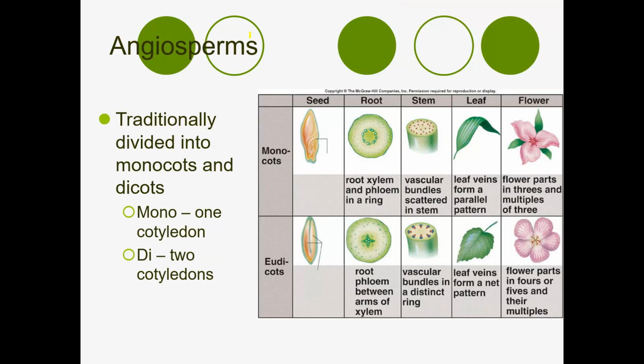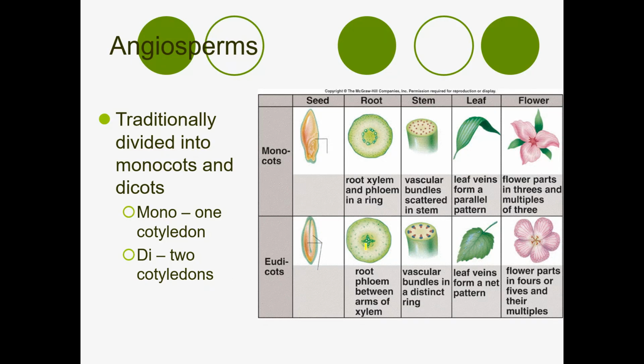Now typically we take these and we split them into two groups. You have your monocots and your dicots. Just a few things to point out. They come from the word cotyledon. A monocot has one cotyledon. You'll see that like in a corn kernel. A dicot has two cotyledons. Okay, a cotyledon is a seed leaf, and you find that in the little seed.